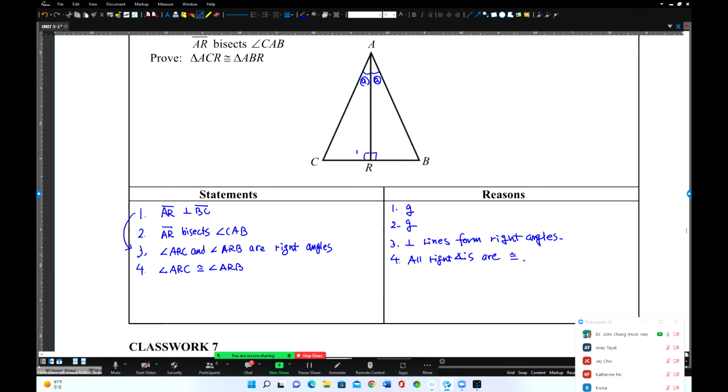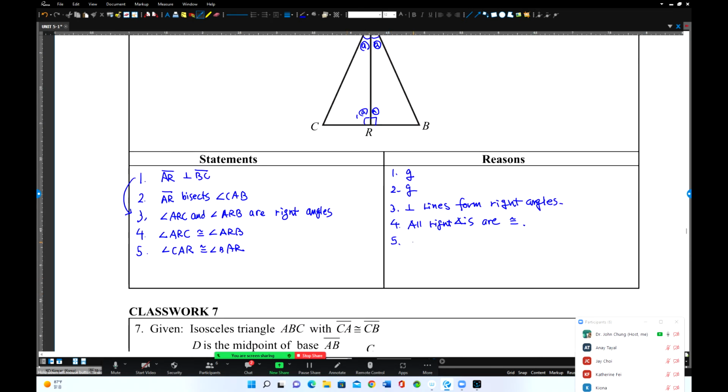Now you got one angle already. Now you have to say this angle also, using bisect. From your number 2, we can say angle CAR is congruent to angle BAR. Do you remember the reason? Angle bisector, not segment bisector. An angle bisector divides an angle into two congruent angles.